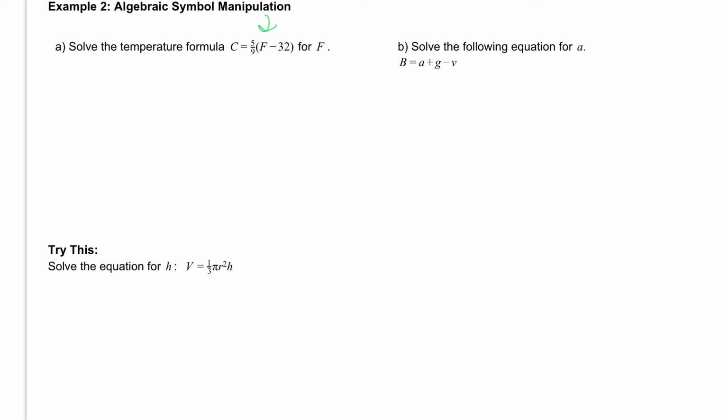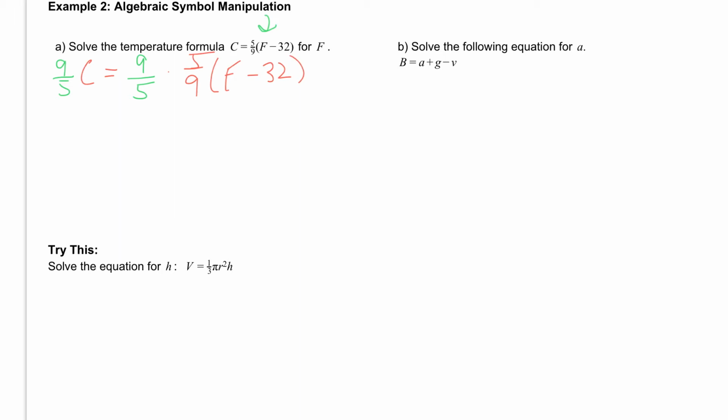The first thing we can do is get rid of this 5 over 9. To do that, we can multiply by its reciprocal. So what we're going to do is multiply by 9 over 5 on the left side. So we have 9 over 5 times C equal to, now I'm going to take 9 over 5 and multiply it by what's on the right side, which is 5 over 9 times F minus 32.